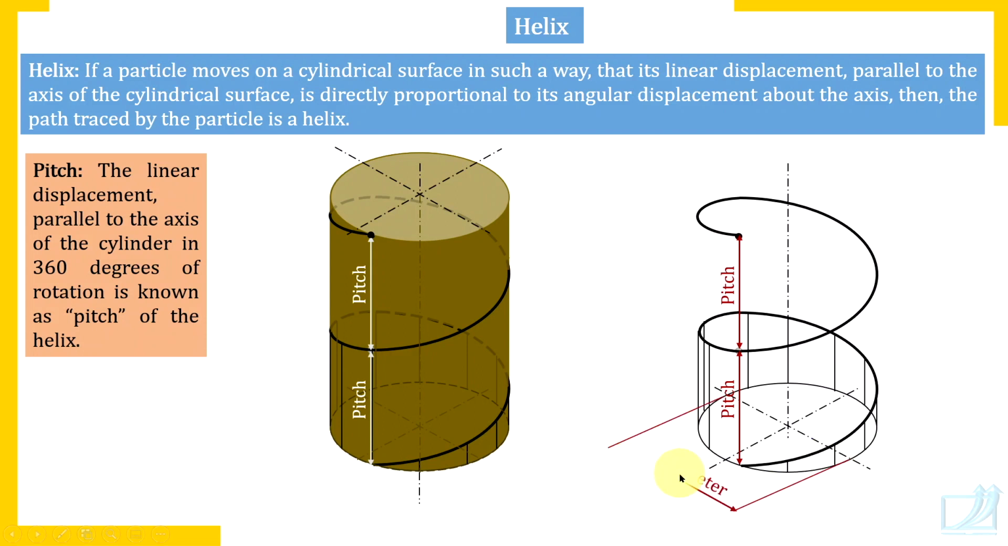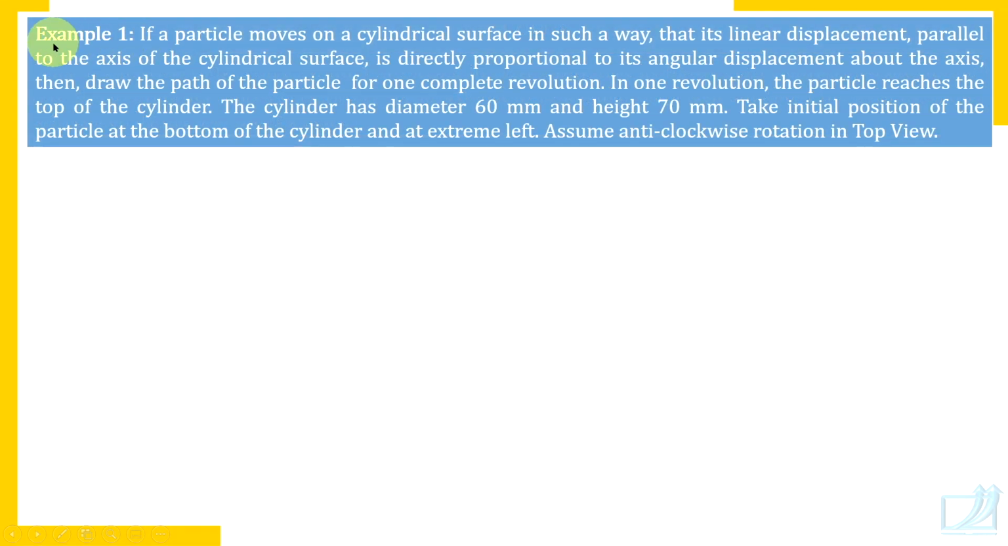So try to understand how to draw the helix. Here it is, the diameter of the helix. This diameter of the cylinder is the diameter of the helix. So helix is defined with its diameter and pitch. Read this problem. If a particle moves on a cylindrical surface in such a way that its linear displacement parallel to the axis of the cylindrical surface is directly proportional to its angular displacement about the axis, then draw the path of the particle for 1 complete revolution. This statement suggests that it is a helix to be drawn. What are the details? That is, a pitch and diameter of the helix must be given.